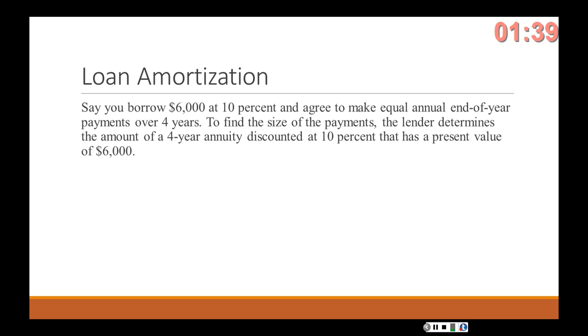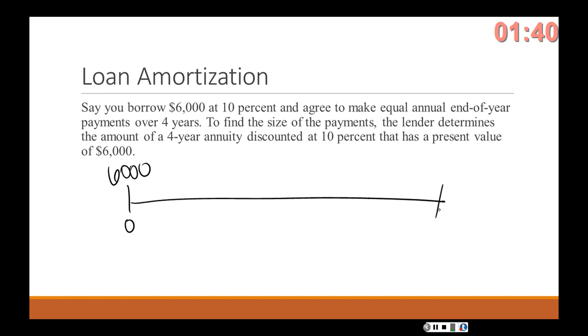To find the size of the payments, the lender determines the amount of a 4-year annuity discounted at 10% that has a present value of $6,000. Basically, all that says is you're borrowing $6,000. So at time period 0, you're receiving $6,000. At the end of 4 years, you want to have that balance down to 0. The lender charges 10%. So we want to know how much we have to pay every period to have our balance 0 at the end of 4 years.